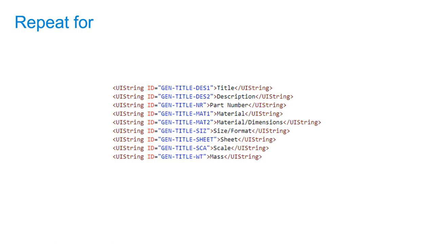Repeat the detailed steps of mapping Vault properties and labeling for the remaining file properties and block attributes GenTitle-Mat-1, GenTitle-WT, and others.